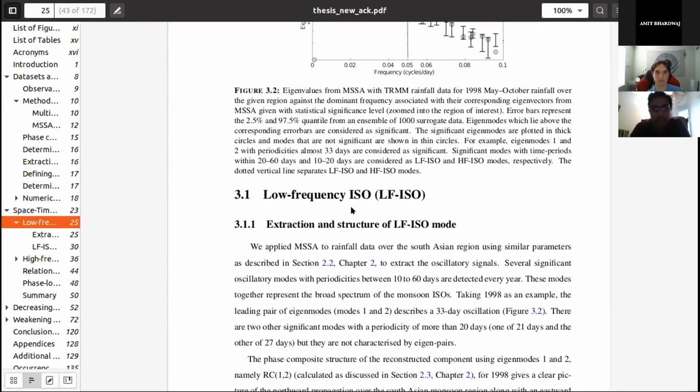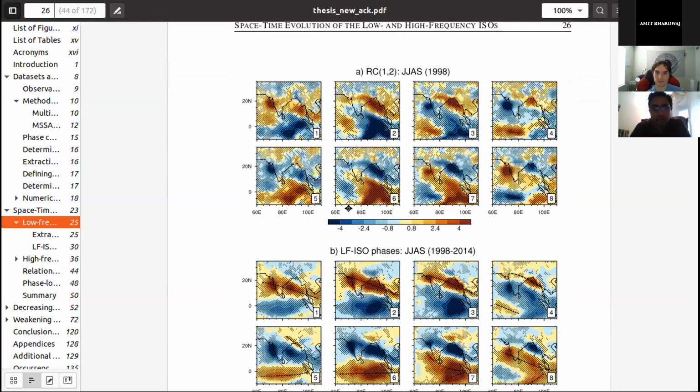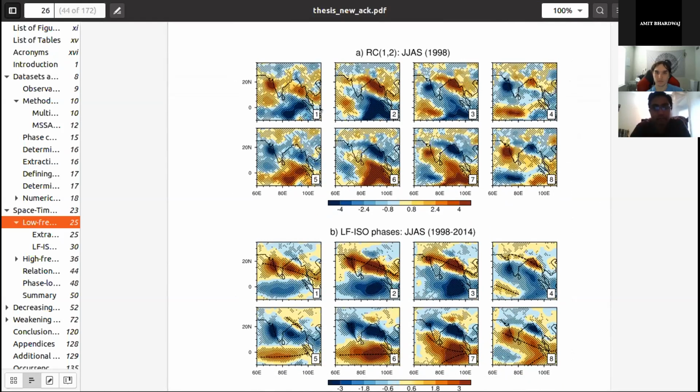So this is the RC12 for 1998. This is phase 1, phase 2, phase 3, phase 4. It is showing the development of the oscillation, this negative anomaly over here. Then in phase 2 it propagates eastward and gets intensified. Then a strong northwest-southeast tilted band gets established, and it propagates further northward, and over the foothills of the Himalayas it dies off, kind of getting suppressed over there.